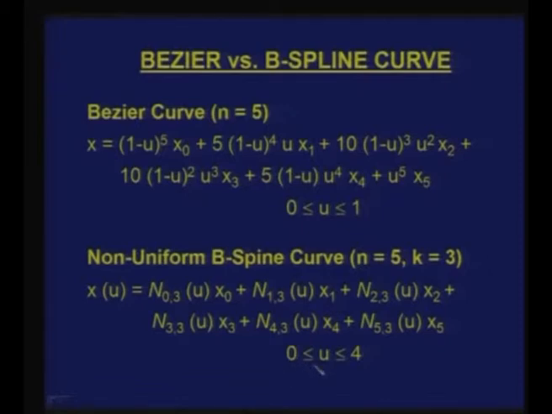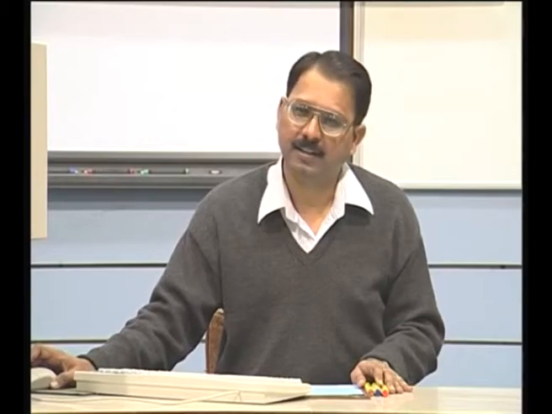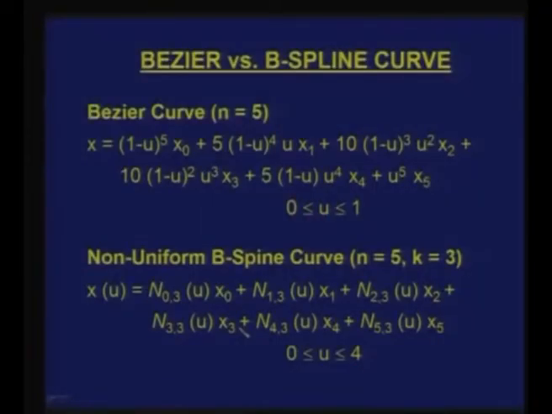And u also we know goes up to n minus k plus 2; n here is 5, k is 3. So the curve will consist of 4 segments: 0 to 1, 1 to 2, 2 to 3 and 3 to 4. Now, what happens when I give a definition like this? For example, if I take u is equal to 0 to 1, there is one portion of the curve which has u from 0 to 1. How many control points will influence it? 3 control points.